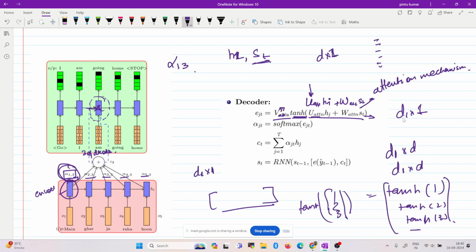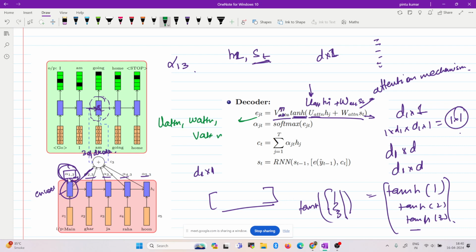So that when you have this transpose, then it becomes 1 cross D1 cross 1, and your output is 1 cross 1. Okay. So this is the way you can obtain your weights. Here the learnable parameters are all the parameters that are there to learn: U attention, W attention, and V attention. These are the three parameters that you have to learn.